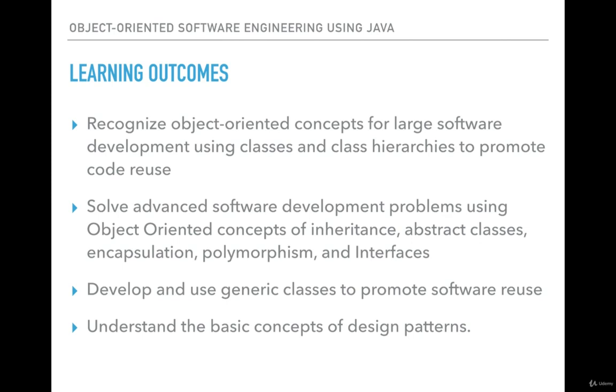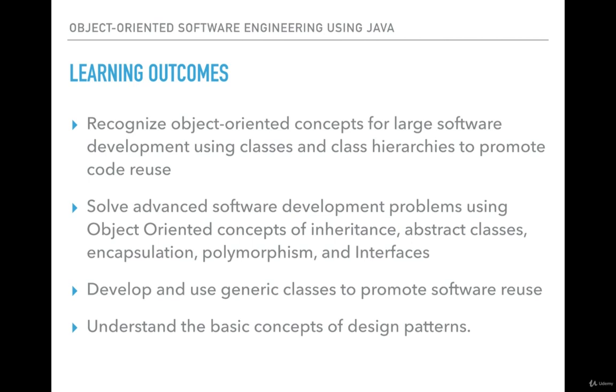To summarize, at the end of this course, you will be able to recognize object-oriented concepts for large software development using classes and class hierarchies to promote code reuse, and solve advanced software development problems using object-oriented concepts of inheritance, abstract classes, encapsulation, polymorphism, and interfaces. You will also be able to develop and use generic classes and methods to promote software reuse. And finally, you will understand the basic concepts of design patterns. This course will open you to a new horizon as a software developer and software engineer with a strong background in object-oriented programming.